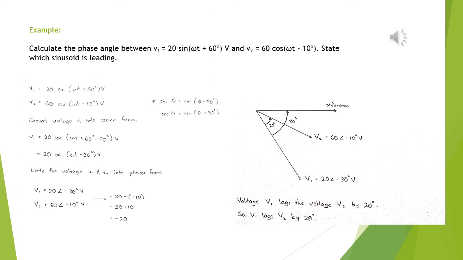From the calculation, we can draw a graphic to make us understand more. So the conclusion is the voltage V1 lags the voltage V2 by 20 degree. So V1 lags V2 by 20 degree.